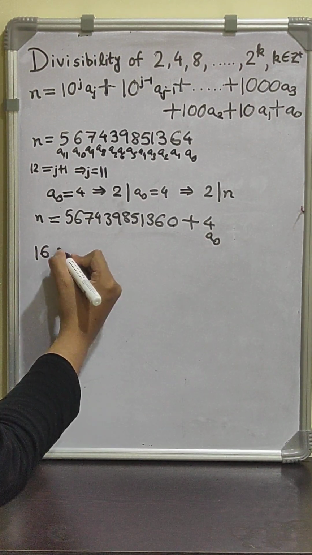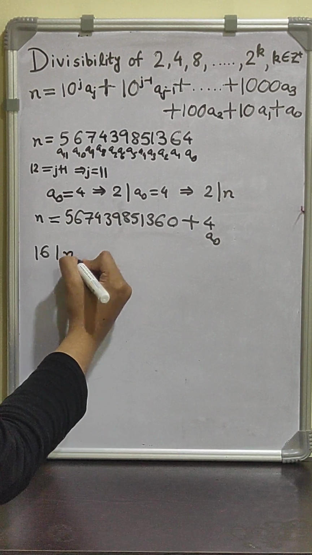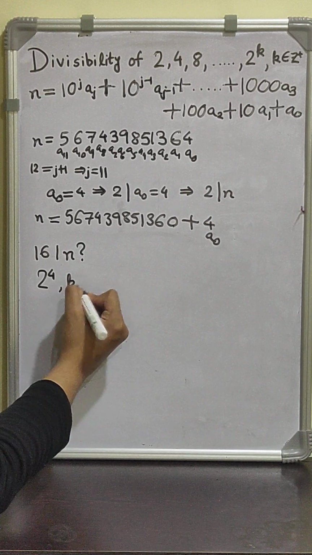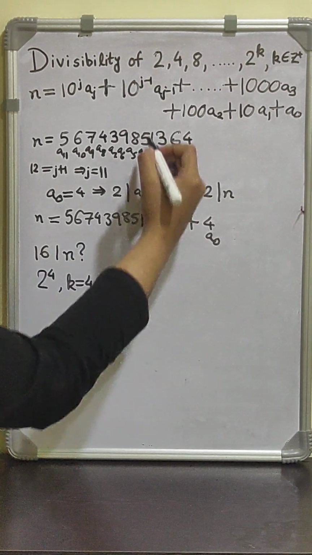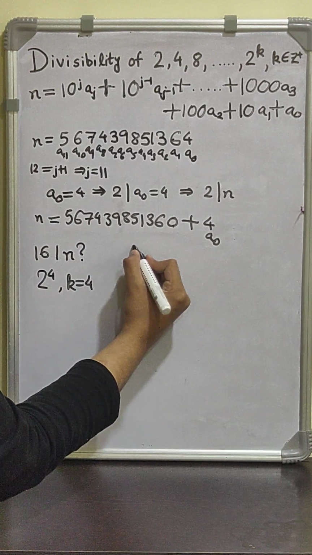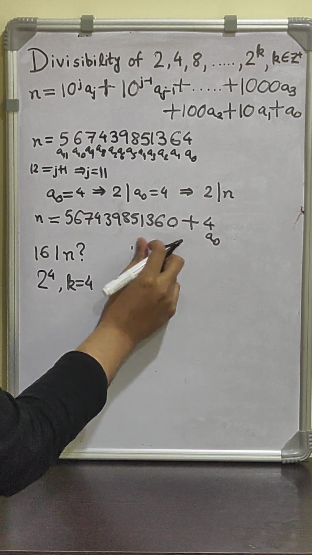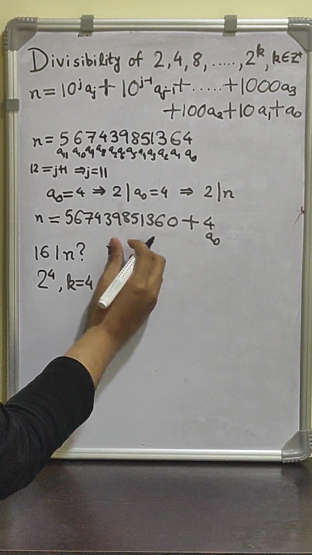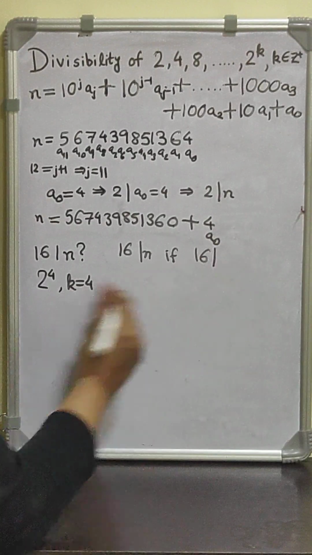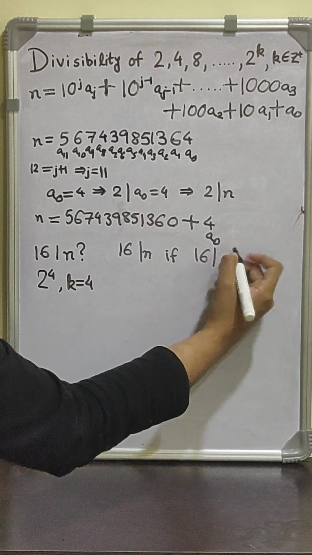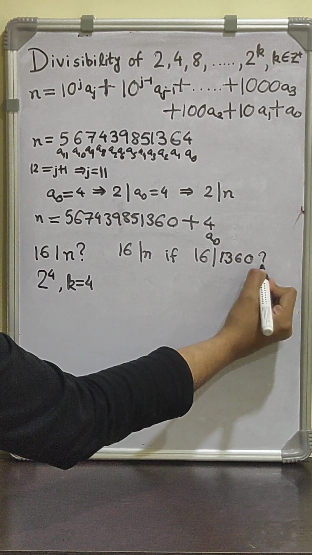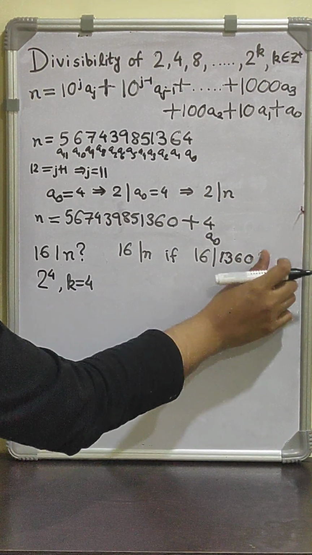So is n divisible by 16? Good question. So k here is 4, as I wrote. So I need to look at the last 4 digits of this. I will say that 16 divides n if 16 divides the last 4 digits of n, that is this. Is this true? We're going to find out.